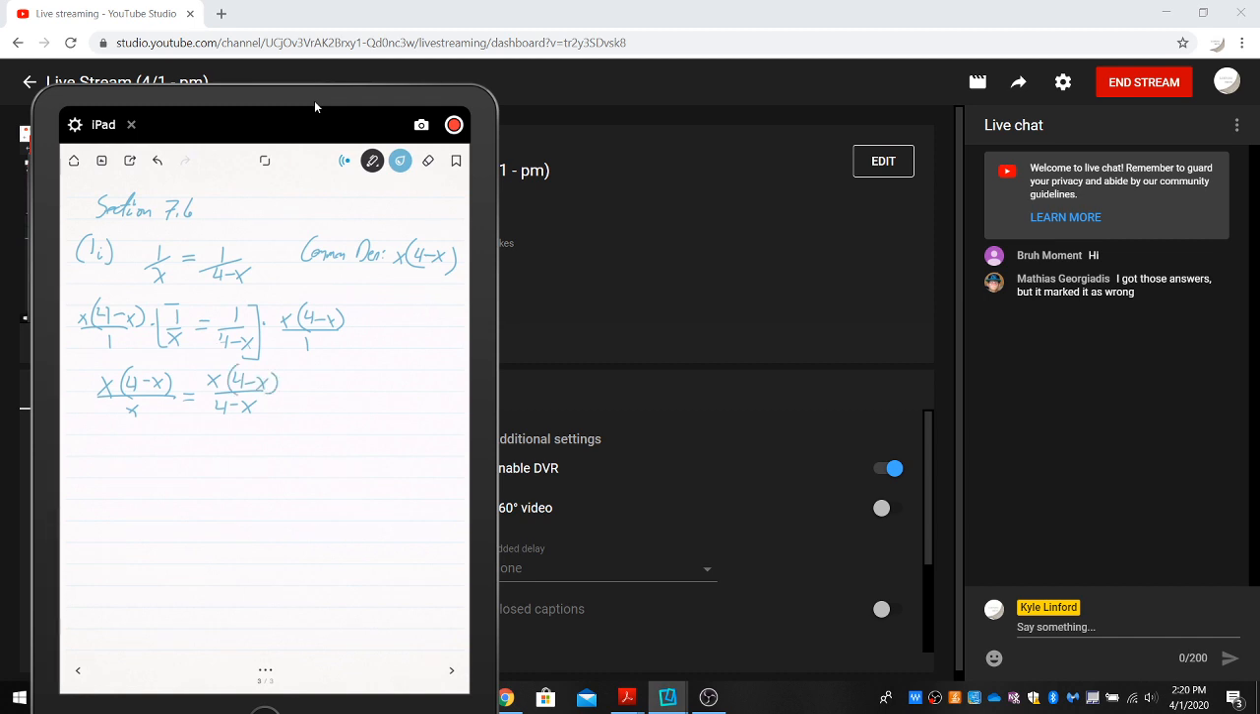All right, we've multiplied across, and since we found a common denominator, we should be able to cancel the denominators out. So the x's are going to cancel out here, and the 4 minus x is going to cancel out with the 4 minus x here. And what we're left with is 4 minus x equals x.